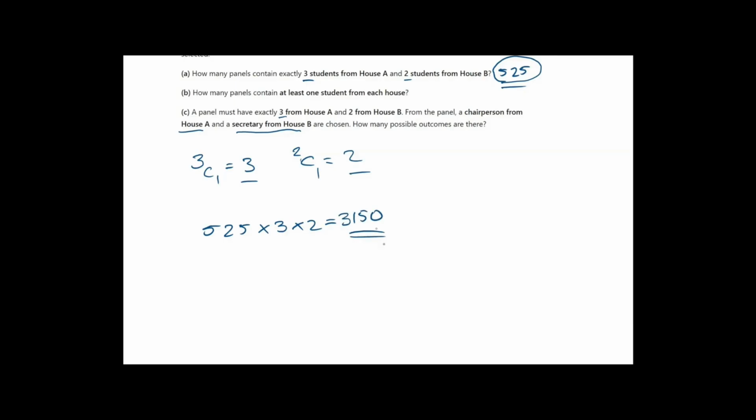3,150 different ways of choosing 3 from A, 2 from B, and the chair comes from A and the secretary comes from B. Okay, I think that should do for now.